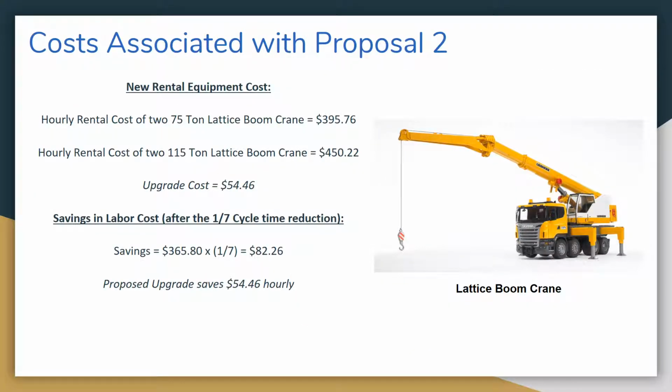The cost associated with Proposal 2 would be to change the 2 lattice boom cranes from a 75-ton capacity to 110. The cost of the 75-ton is shown, and the new crane cost is shown below. So the upgrade cost would only be $54.46 per hour. And although this would be an upgrade cost, our cycle time has been reduced by 1/7. Therefore, our labor cost would also be reduced by 1/7, and this would result in $82.26 saved hourly, which yields a net income of $54.46 hourly.